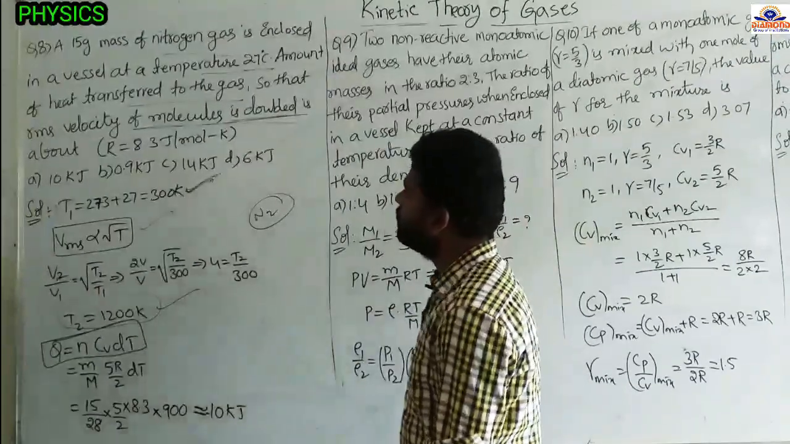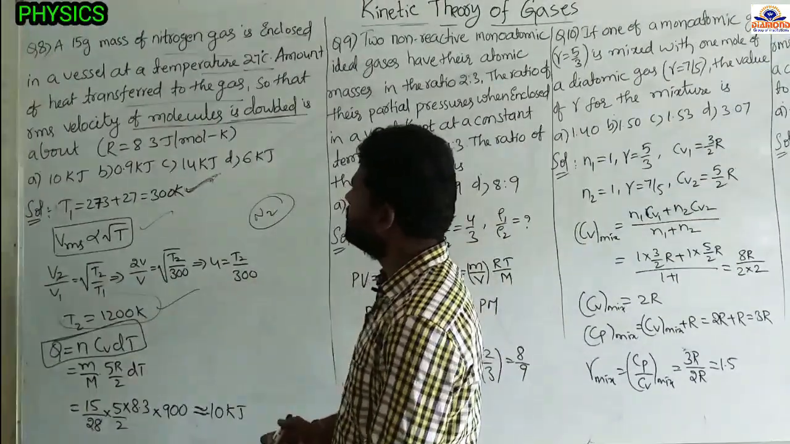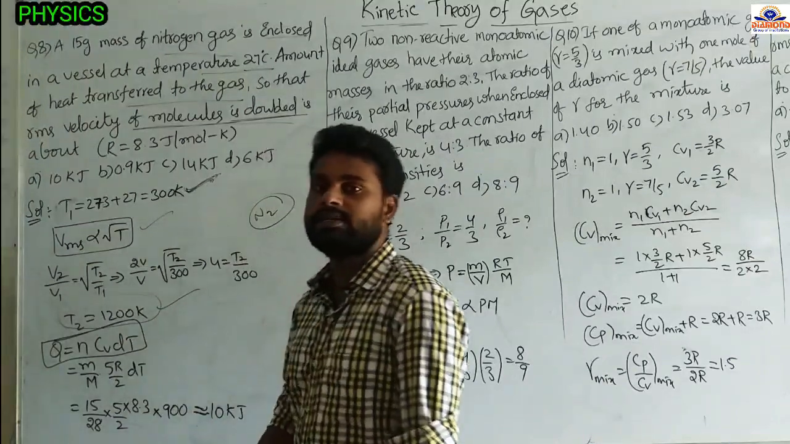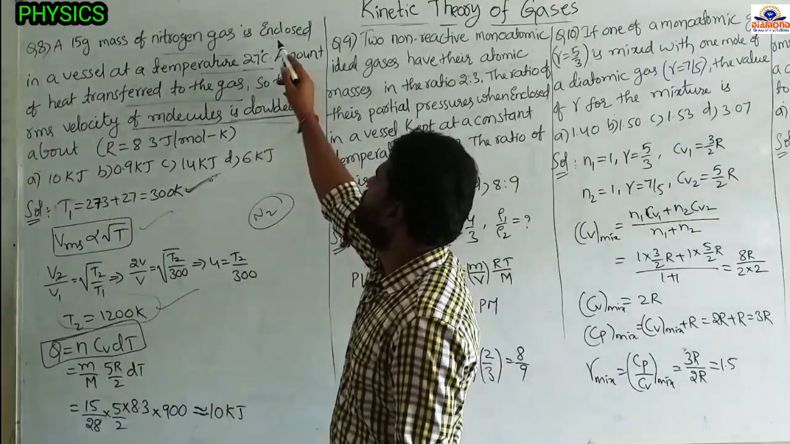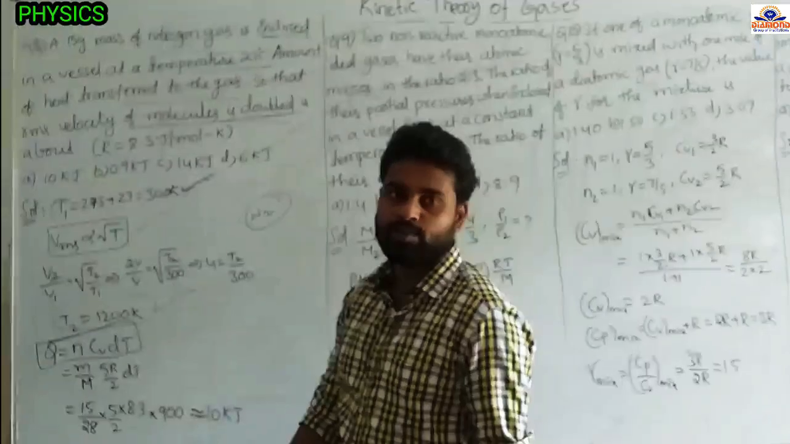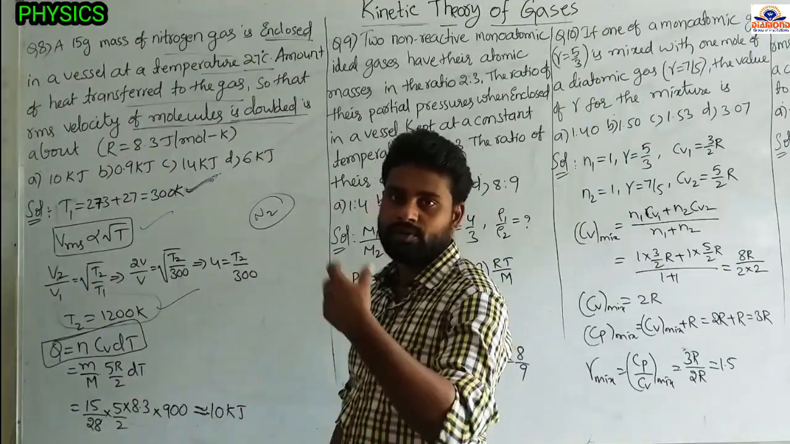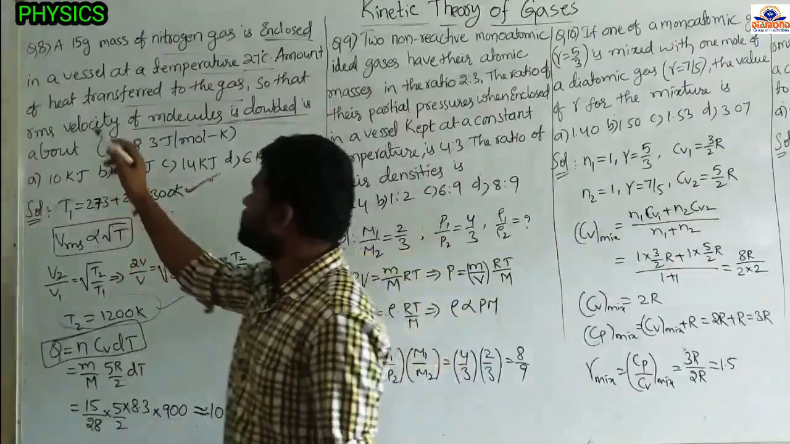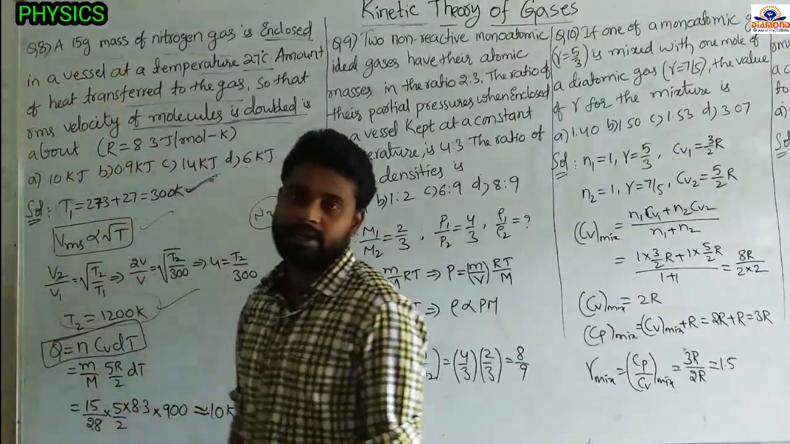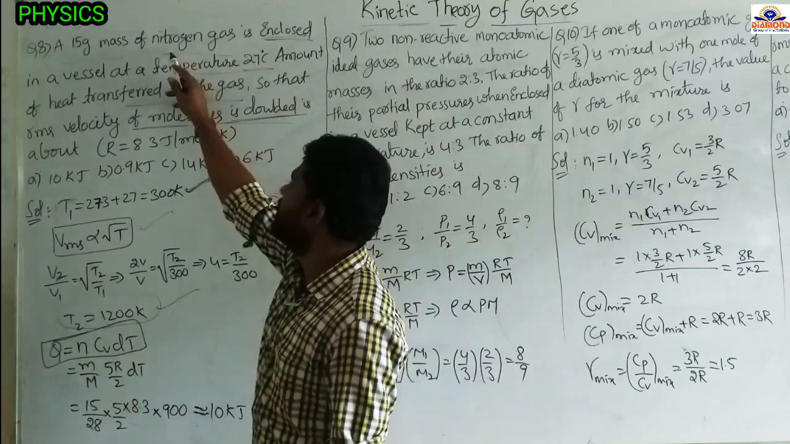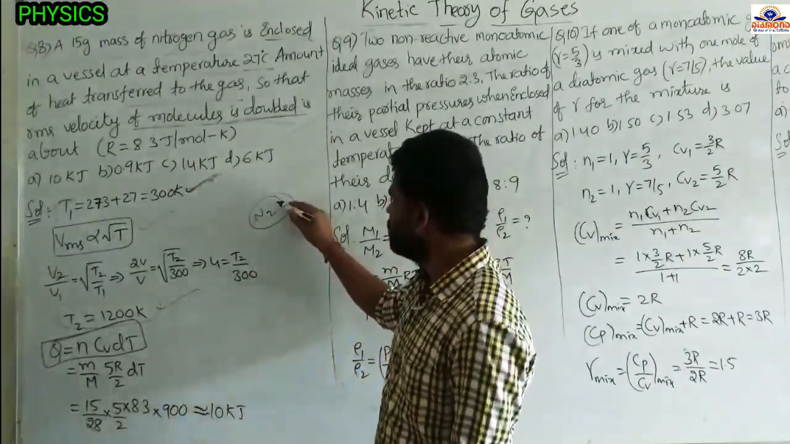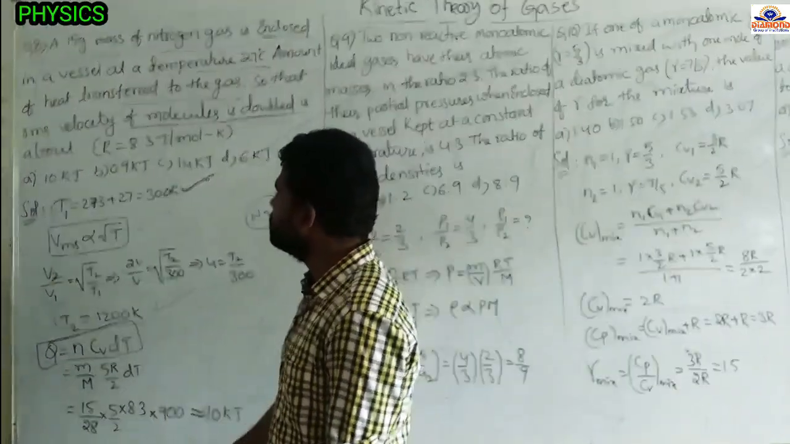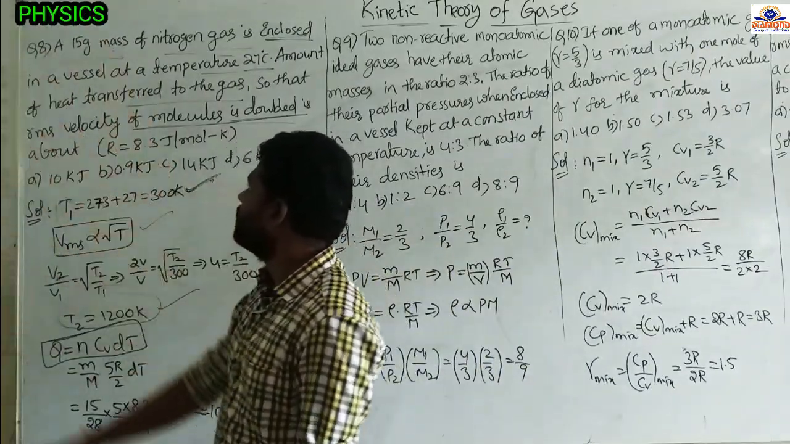So now the heat absorbed by the gas Q equals n Cv dT. I said already why we are using n Cv dT: here the vessel is closed, so the volume is constant. At constant volume, heat absorbed by the gas is n Cv dT. n is found from the mass of the gas given. We have to find the number of moles. The atomic mass of nitrogen gas we know, that is 28 grams. So the number of moles equals the mass of the gas by the atomic mass.